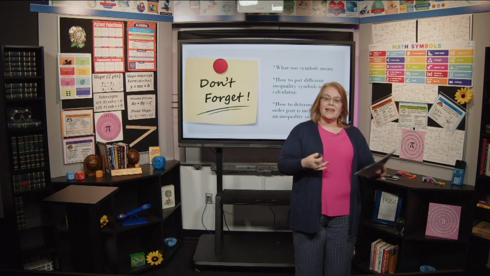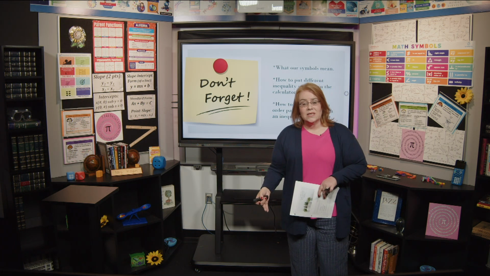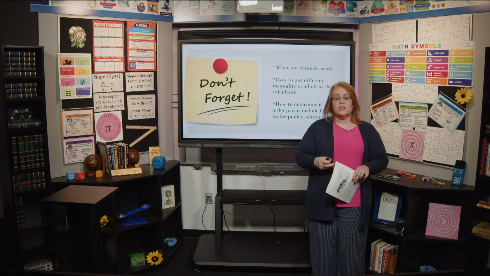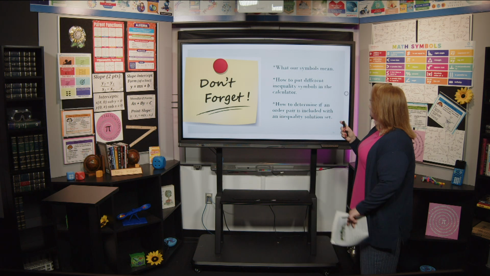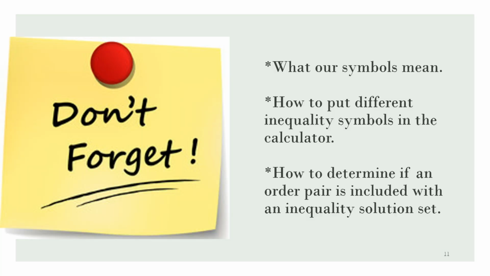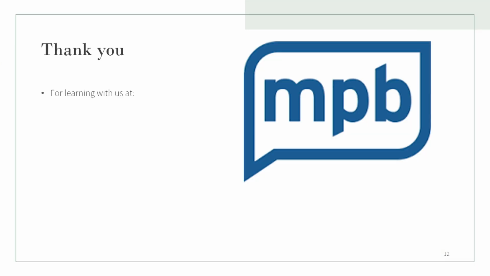what those symbols meant when we had the different inequality symbols, what that equal sign, what that inequality symbol meant, what that equivalent symbol meant. I want us to make sure that we're not forgetting those. I want to know how to put different inequality symbols in my calculator. Remember, we're going where it has the y, and we're going to scroll to the left and change where the shading is, up or down. I want to be able to determine if an ordered pair is included with an inequality solution set. I've got to know where it lies on the grid to know if it's in my shaded portion.